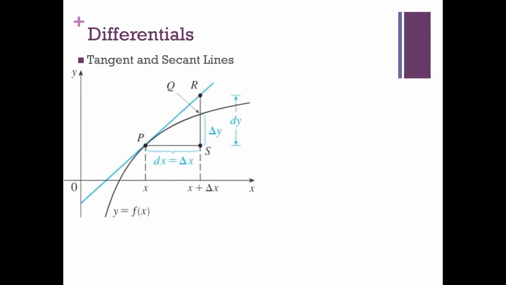We've talked a lot about tangent and secant lines in the past. So in black, we have some nonlinear curve. In blue, we have, yeah, what's in blue?